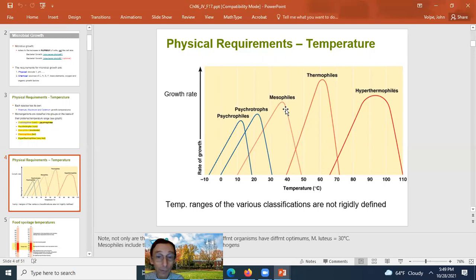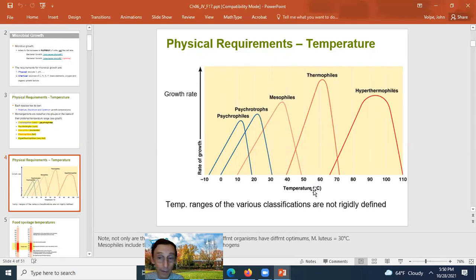But the mesophiles are organisms that grow best around 37 degrees Celsius, and that's our body temperature. So all organisms that are human pathogens are mesophiles. Any question about that?